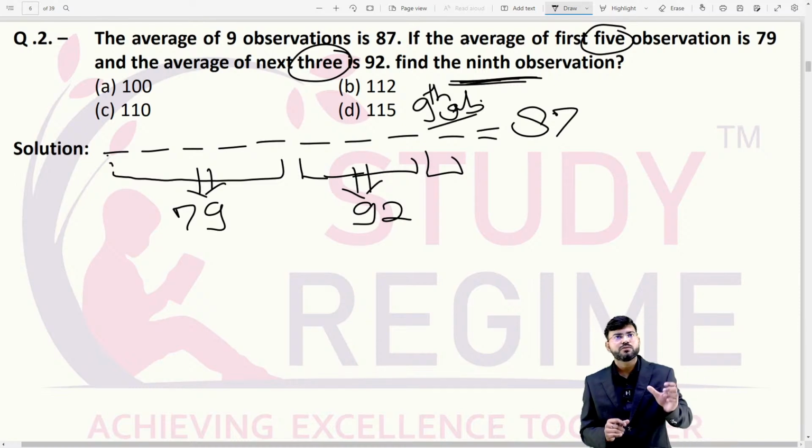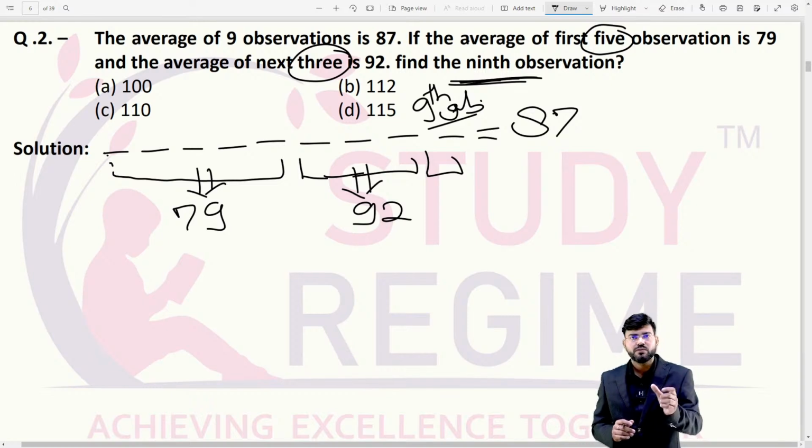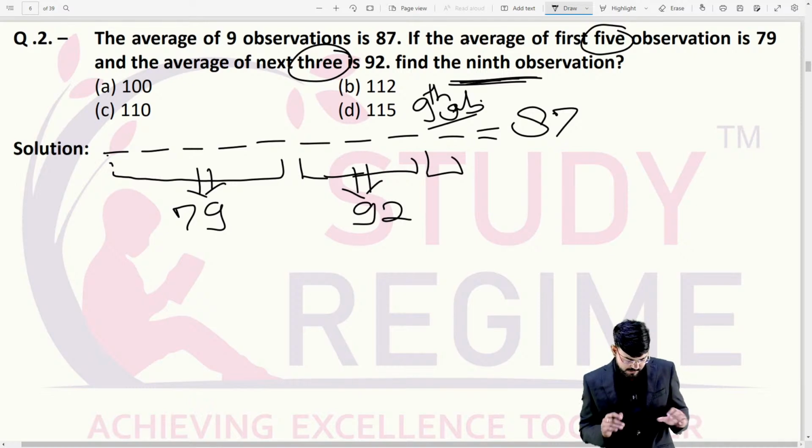Clear? Clear with the question? The average of the 9 observations is given as 87. The average of the first 5 observations is 79 and the average of the next 3 is given as 92. You have to find the 9th observation. Just follow the simple procedure. See how you will solve.